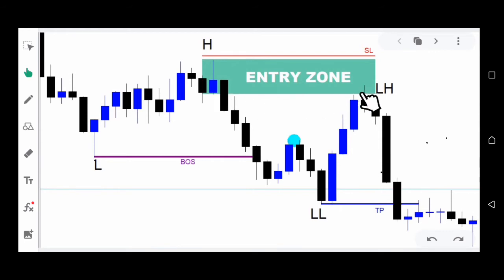That low is going to be your entry zone, or the area where you enter from, and the high right there is going to be the level where you're going to be putting your stop loss. Actually, you're going to go a little bit above that level to put your stop loss.